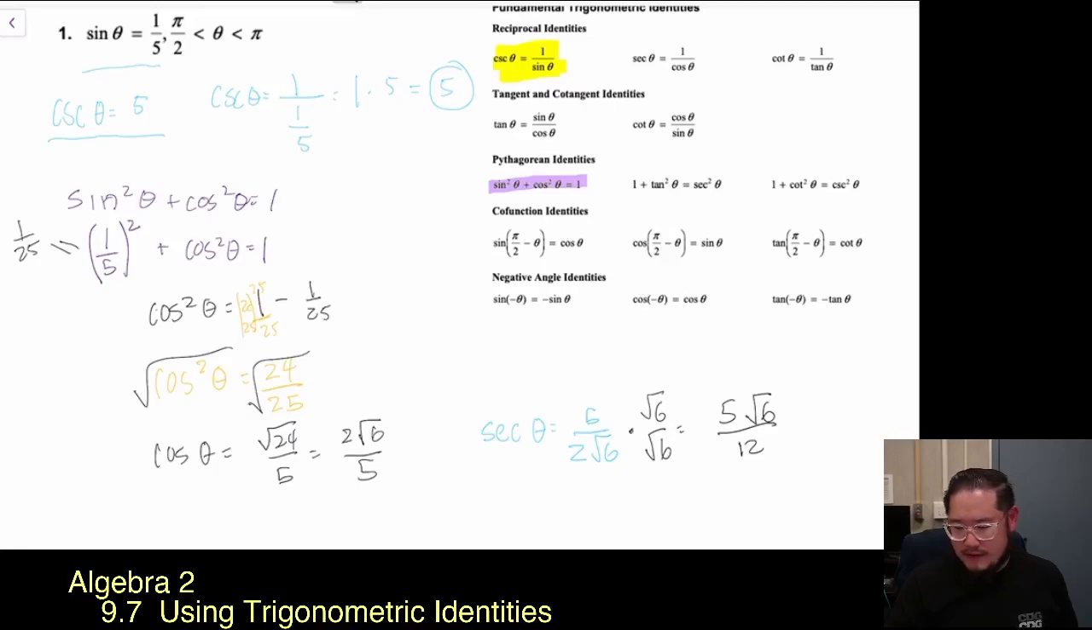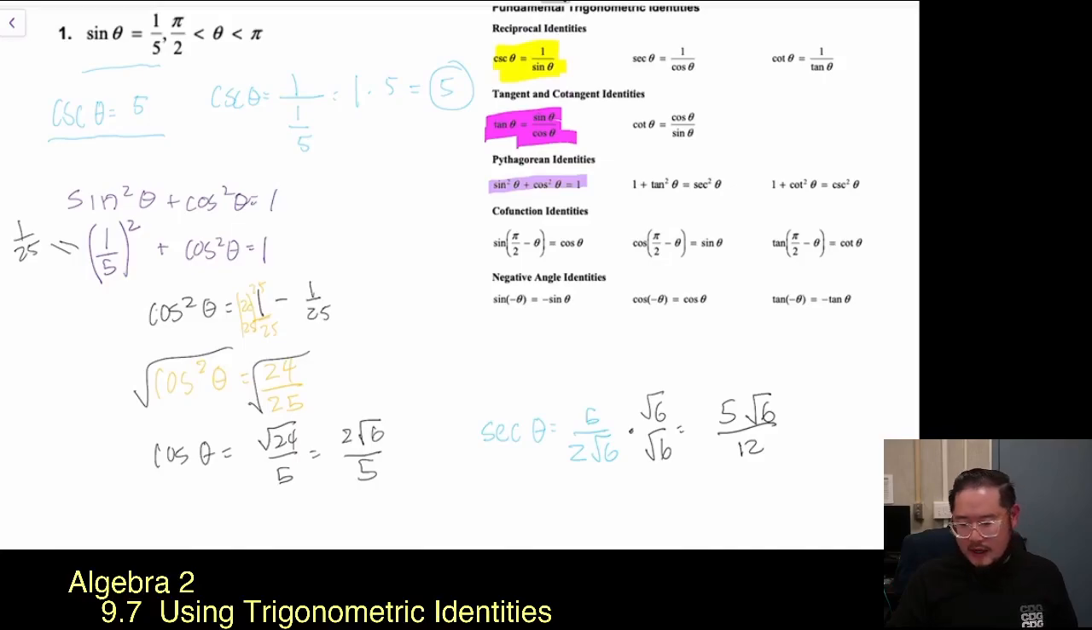So we still have to find one more thing, or two more. We got to find tangent and cotangent. So what can we do here? Well, if I know what sine is, and I know what cosine is, there's two ways for us to go about this. I could actually use this right here. Tangent theta is equal to sine theta over cosine theta.